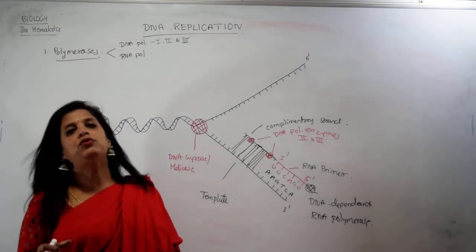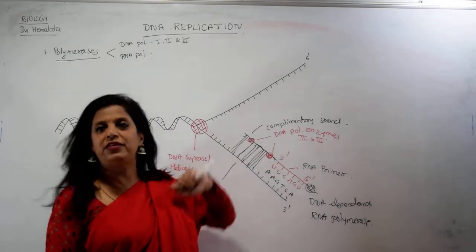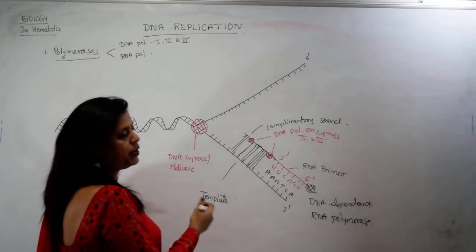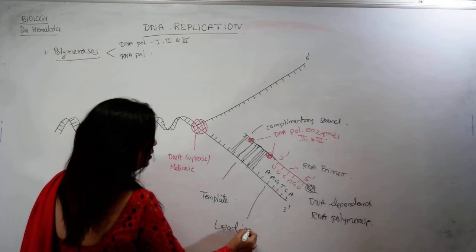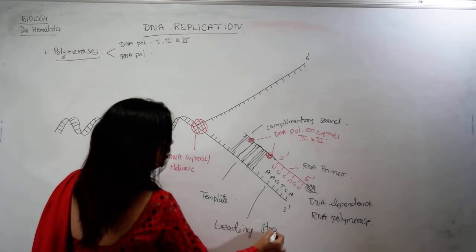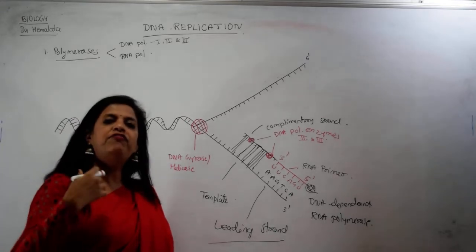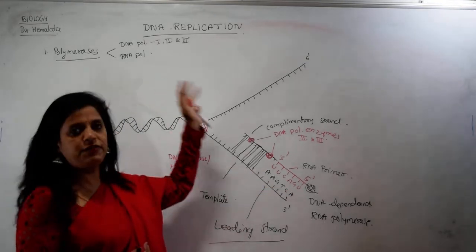This replication is always at a faster pace compared to the other strand. Therefore, this strand, which runs fast and replicates fast, is called the leading strand. It means the strand that leads the process, which will be faster than the other. This is called the leading strand that replicates faster.